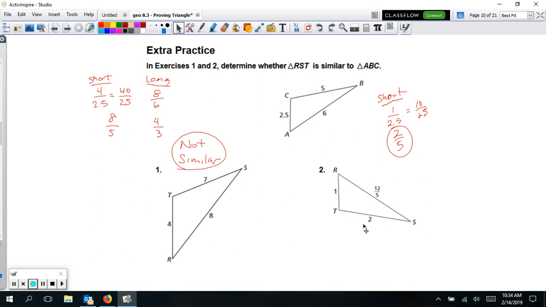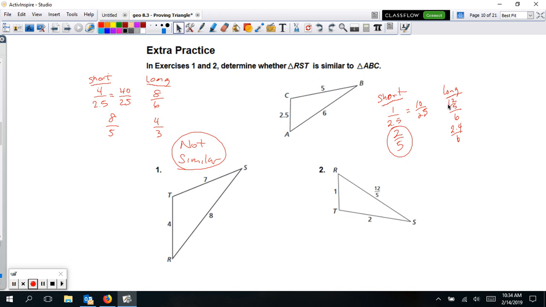12 fifths is more than 2. 12 fifths would be like 2 point something. And then the longest one here is 6. So for longest sides, we're going to see the 12 over 5 on top and 6 on the bottom. Well, we don't want to leave a fraction here on the top. So what we could do is change that to a decimal, that way it's like what we did over here and here with the 2.5.